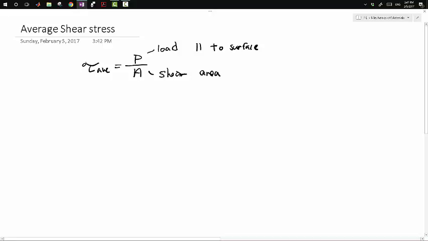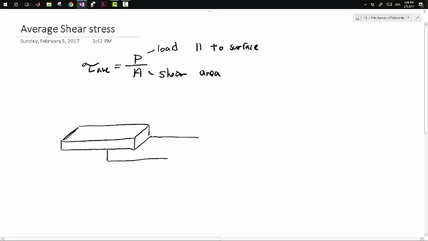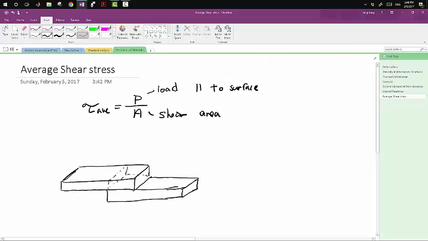So let's see what this means by this picture. We have two plates, and they're glued together. The area that's glued, I'm talking about, is here. They're glued together there. So this is glued.